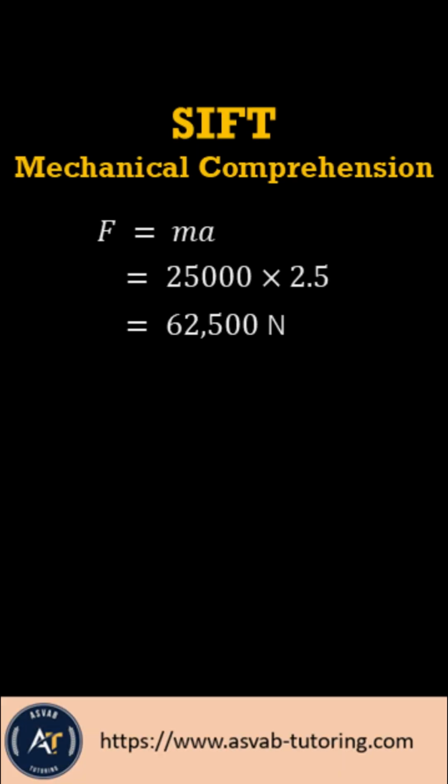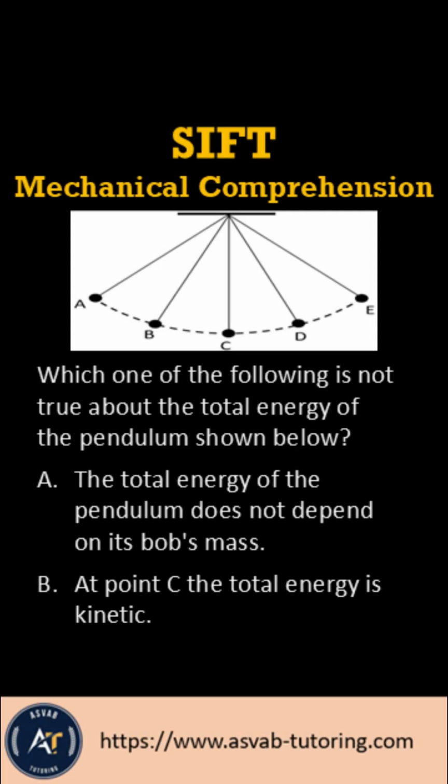The formula of force F equals ma, m equals mass, a equals acceleration. So the multiplication of mass and acceleration is 62,500 newtons.